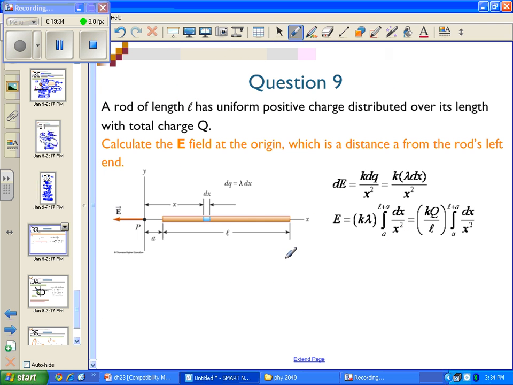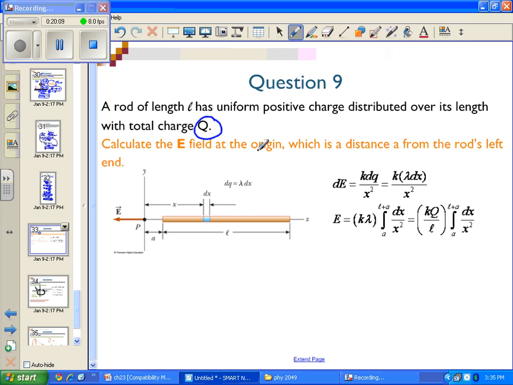Next question. Question 9 asks us to calculate, well, before we actually get to the calculation part, it says the following. A rod which has a length L carries a uniform positive charge distributed along its length. The total value, when we multiply all the little bits of charge along this line, we are told the total value is big Q.